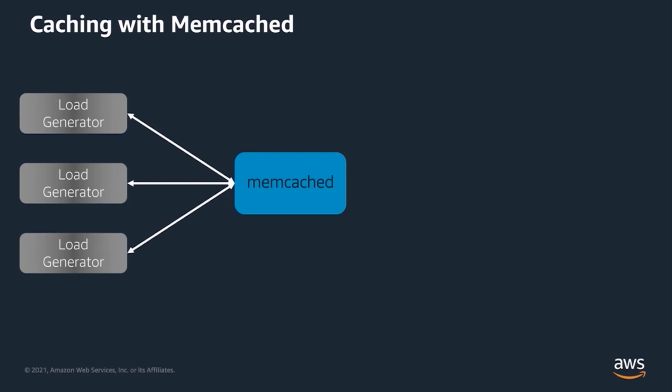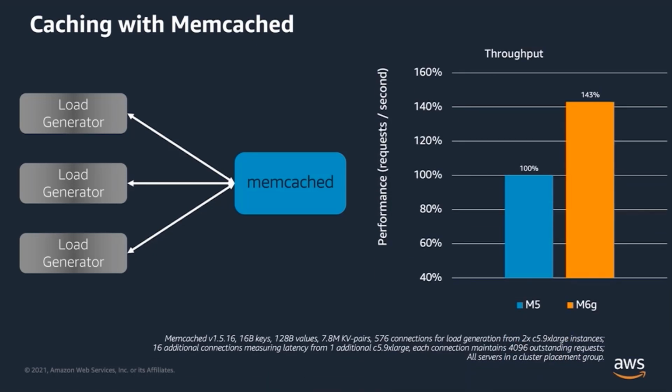We also did some benchmarking with Memcached, which is a key value store that provides a very fast lookup of data. It's often used in front of databases as it can be much faster than the database itself, which generally improves responsiveness for your applications. In this workload, we tested it with 576 load-generating connections, which were requested from 2 C5.9xlarge instances, and we also had a third C5.9xlarge load generator that was measuring latency. So we compared the performance of an M6g 2XL to an M5 2XL and found the Graviton2-based instance had about 43% more throughput.